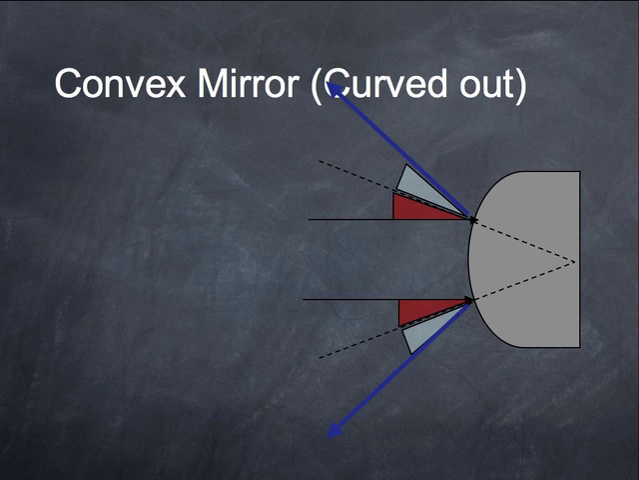So a convex mirror causes the reflected rays to diverge. Oh, so those triangles should be the same? So an example of a convex mirror: if you look in the back of a spoon, you could sort of see a wide area behind you.